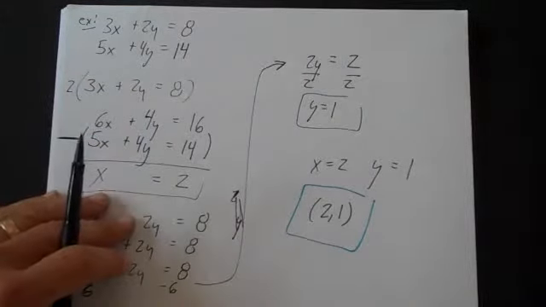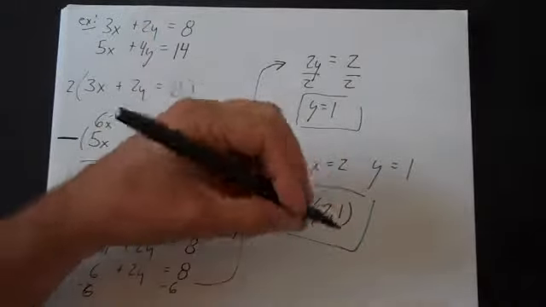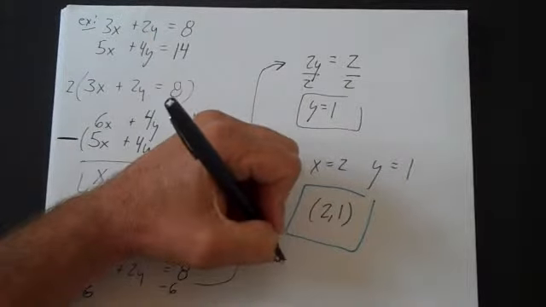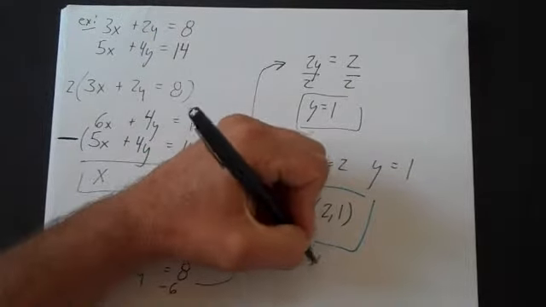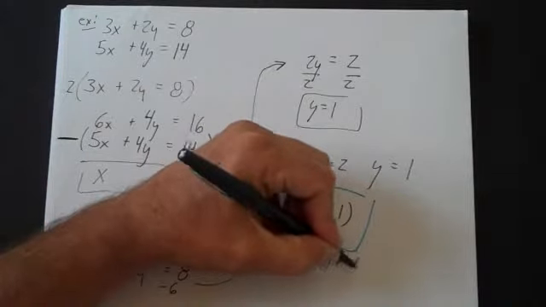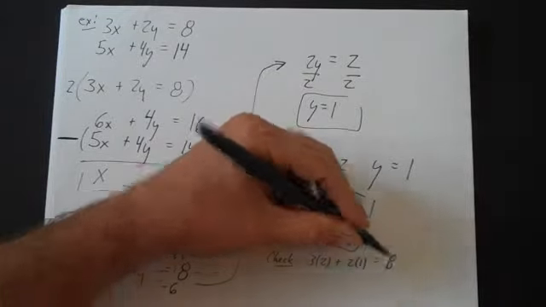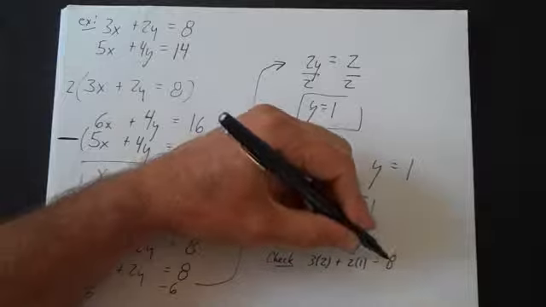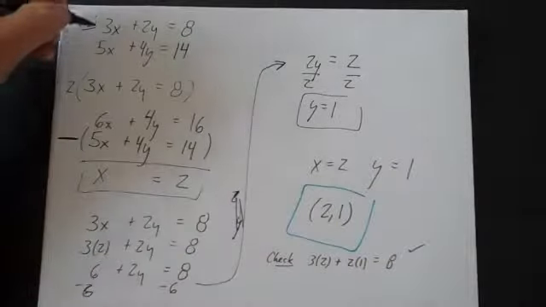Now, how would we check these answers? We would plug these into both equations. We can do that pretty quick. That's 3 times 2 plus 2 times 1 is 8. So that's 6 plus 2 is 8. That checks. But we have to check the other equation too.